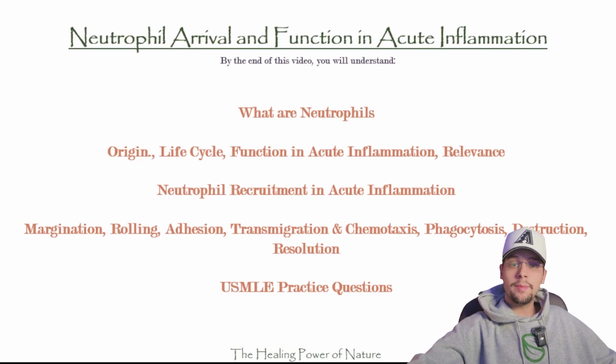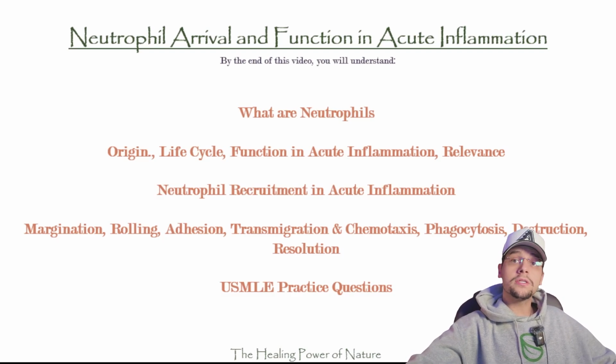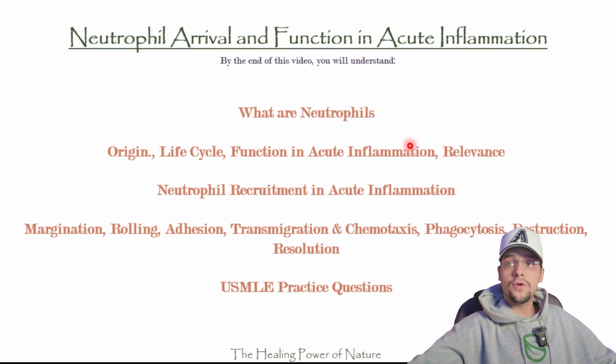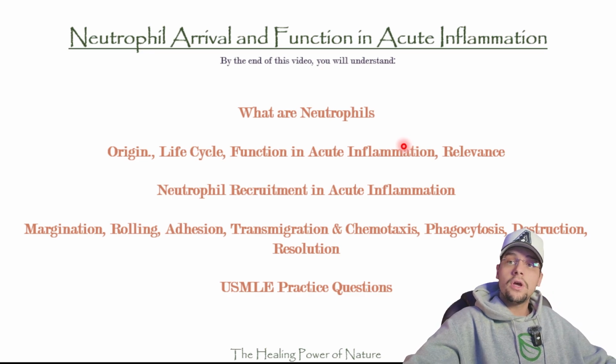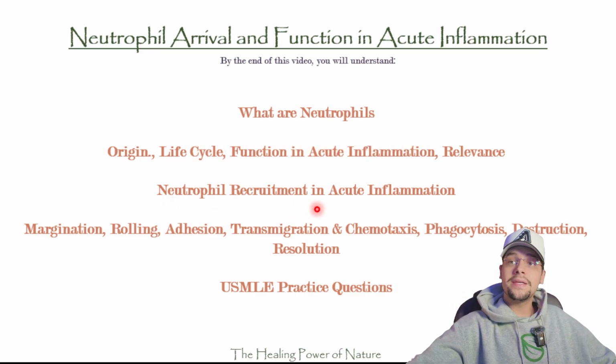In this video, we're going to be talking about neutrophils, but more importantly, neutrophil arrival and their function in regards to acute inflammation. By the end of this video, you will completely understand what neutrophils are, their origin, life cycle, their function in acute inflammation, also their relevance. We're also going to talk about neutrophil recruitment in acute inflammation, which includes margination, rolling, adhesion, transmigration, and chemotaxis, phagocytosis, destruction, and resolution. Then at the end, we'll throw in some USMLE practice questions to help solidify your knowledge for the long term.